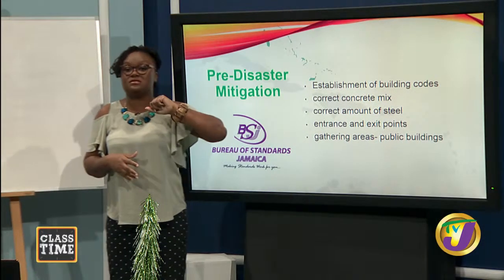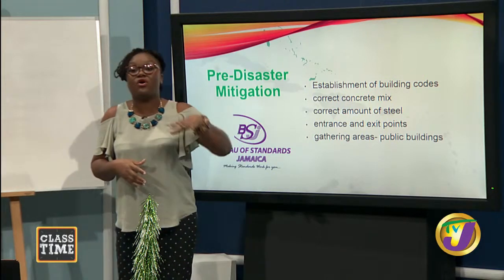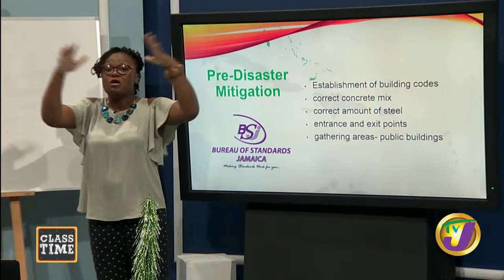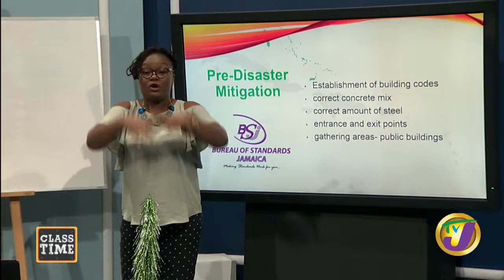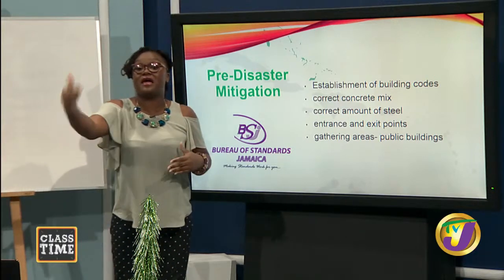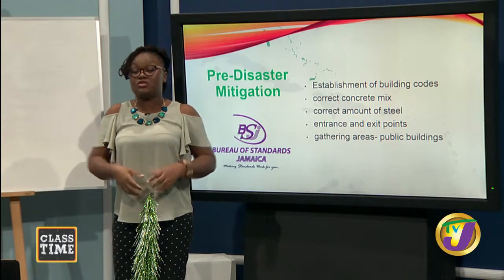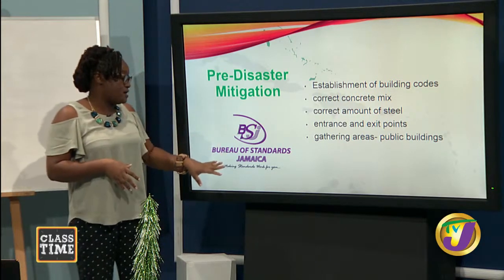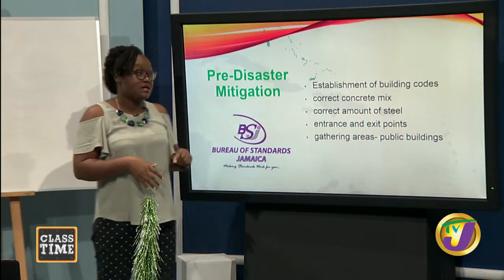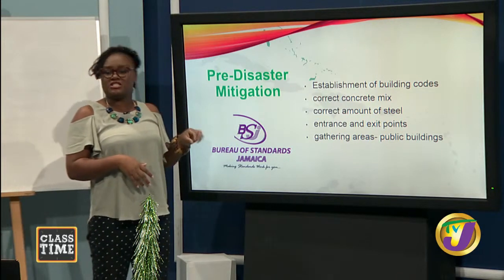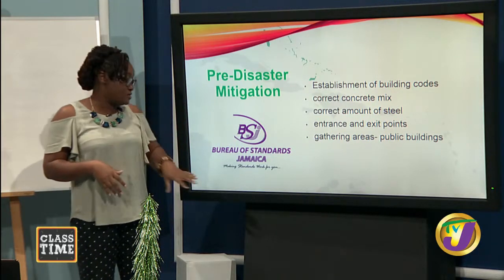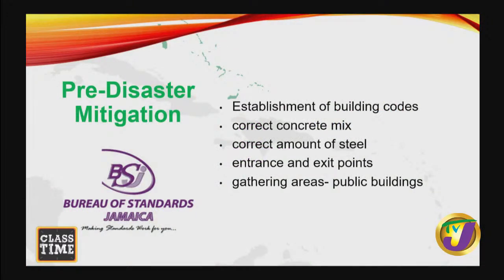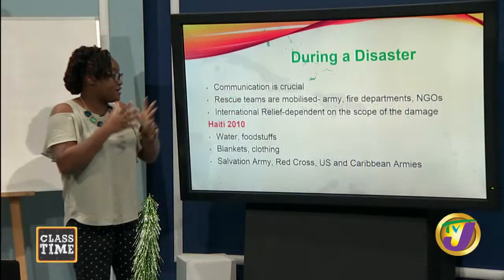Gathering areas must be a part of building. So you don't just use up the whole of the land and build up big building and there are no gathering areas just in case. So all of these things must be taken into consideration. And the Bureau of Standards is there to help us to navigate. So that is pre-disaster mitigation. And there are more things we could discuss. Students, do your reading. All right, and then we go to during a disaster.